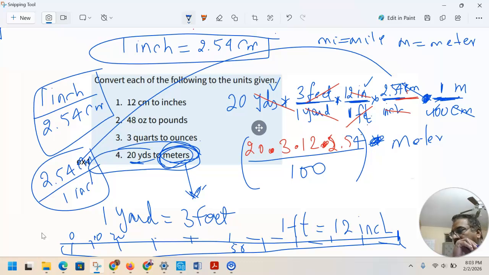So on the calculator, when you put all this, you multiply 2 times 3, 6, 6, 12. Okay, 6 times 96, and then you multiply this, you end up getting 18.288 meters. You're done.